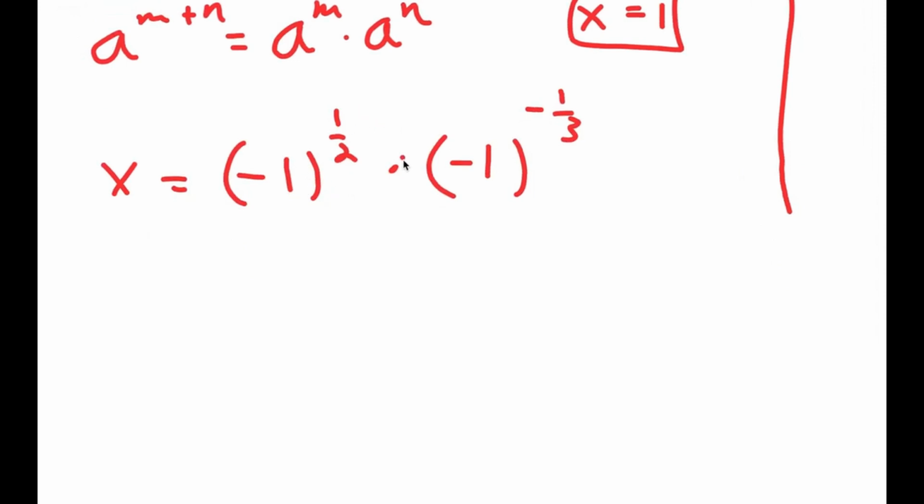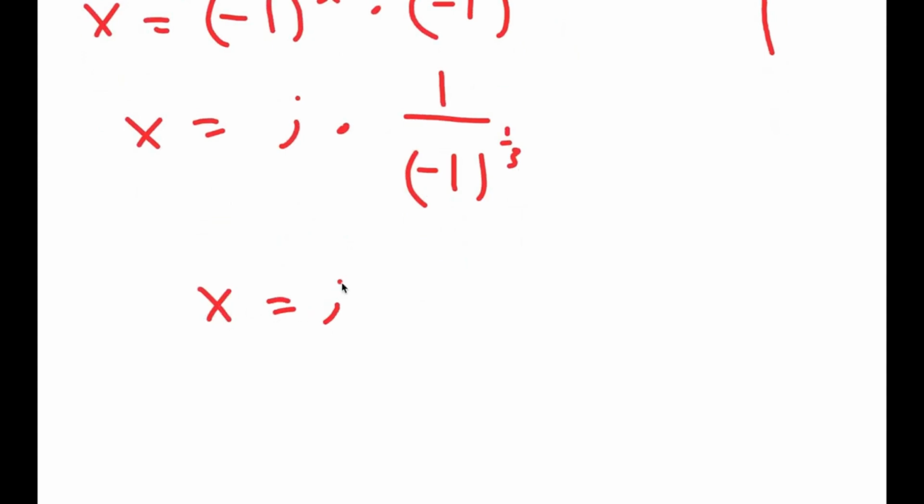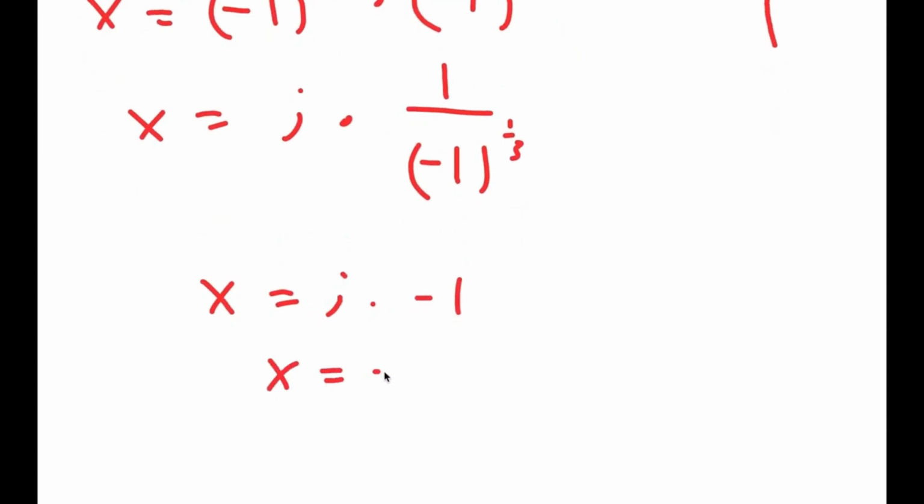-1 to the power of 1/2 is the square root of -1, which is equal to i. So we get i times -1 to the power of -1 over 3, which is the same thing as 1 over -1 to the power of 1 over 3, which is equal to -1. So I get i times -1, which is equal to -i, which is my final solution.